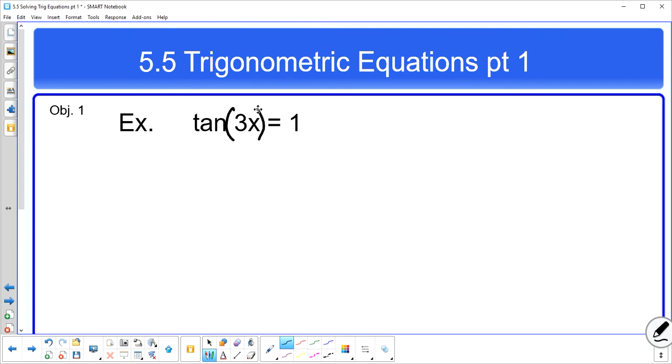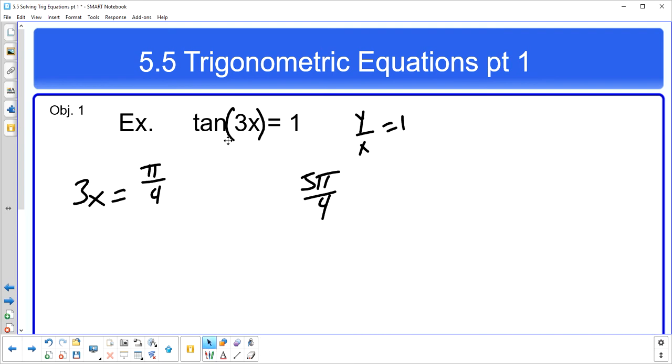It's really tangent of 3x. 3x is your angle. So what we need to think about on a unit circle is when is tangent, or our y over x, when is our y coordinate over our x coordinate equal to 1? Well, that's going to happen at pi over 4 and also 5 pi over 4.